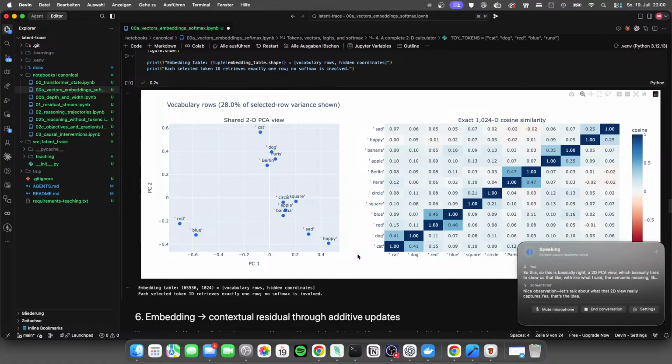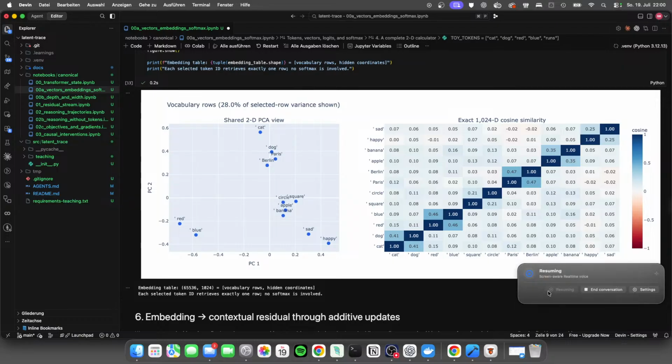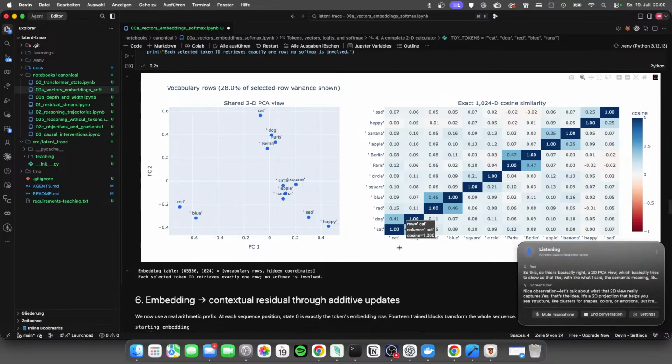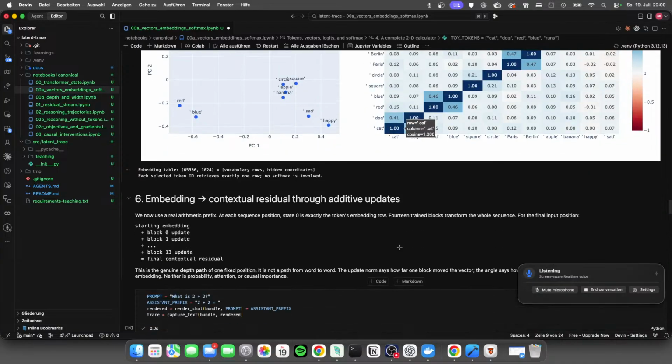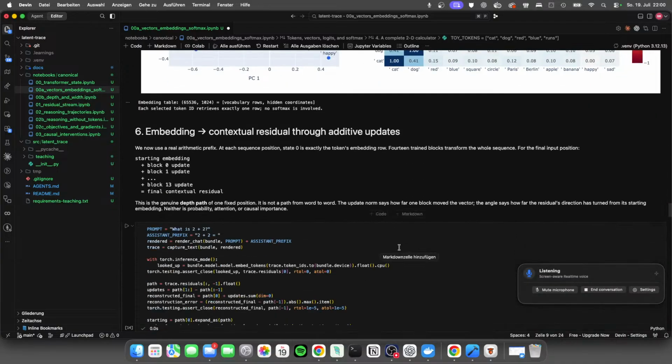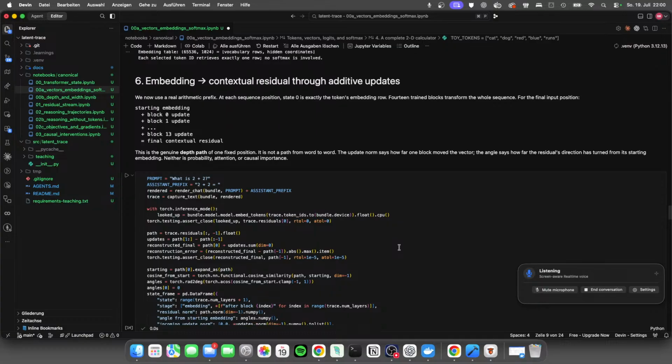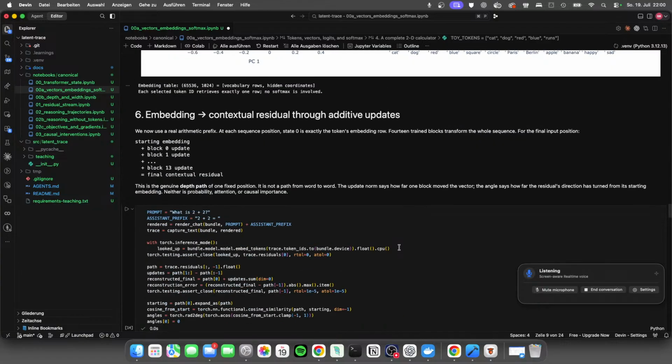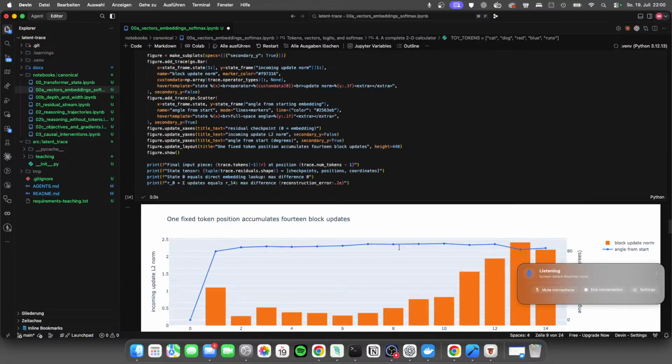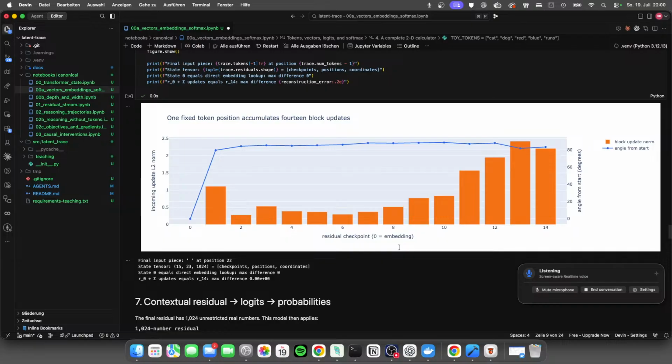Nice observation. Let's talk about what that 2D view really captures. Yes, that's the idea. Sorry, I interrupted you, but I think my intuition was right, right? So let's go to the next step, contextual residual through additive updates. So let's look at that graph.